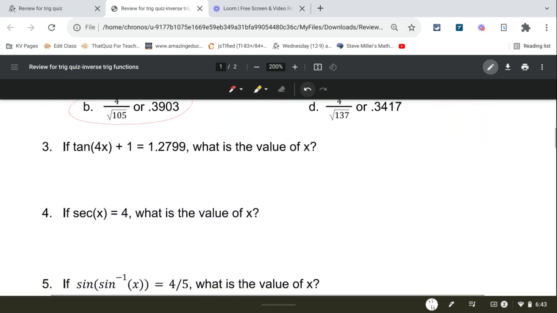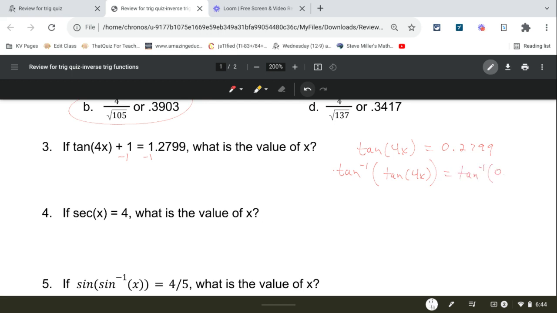Okay, number 3, find the value of x if you have this equation. So what we're going to do is move over the 1, subtract 1 from both sides. That's going to give us tangent of 4x is 0.2799. And then we can take the tangent inverse of both sides. So actually, instead of just showing you the right-hand side, I'll go ahead and do the whole bit so that way you see it. I'm going to do tangent inverse of both sides.